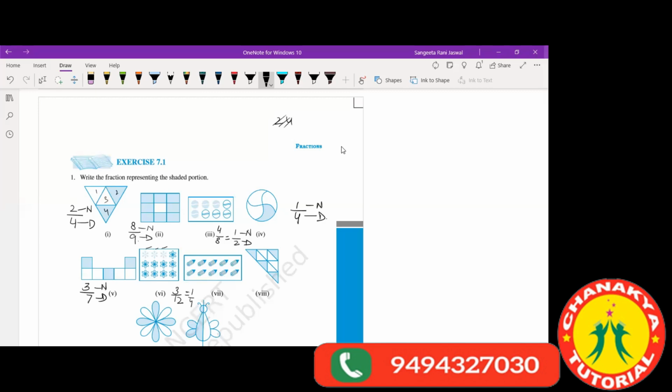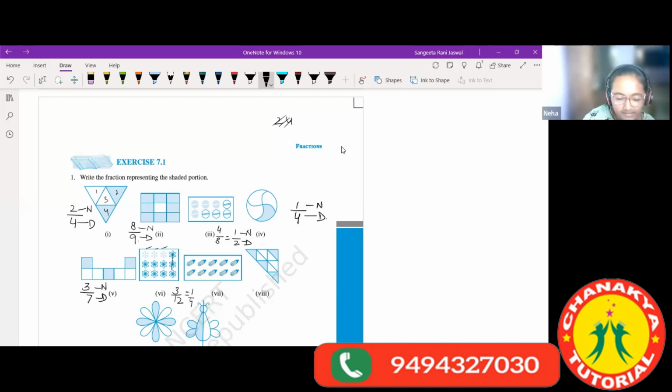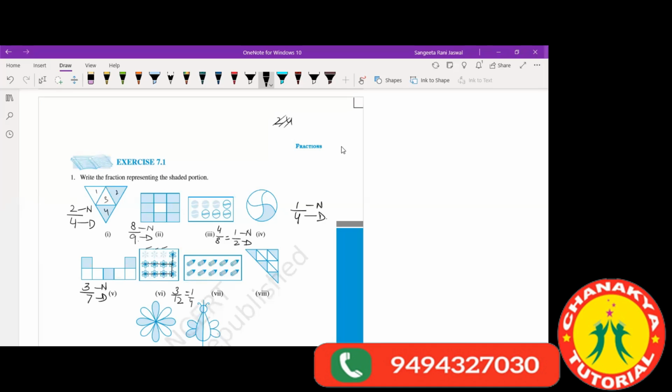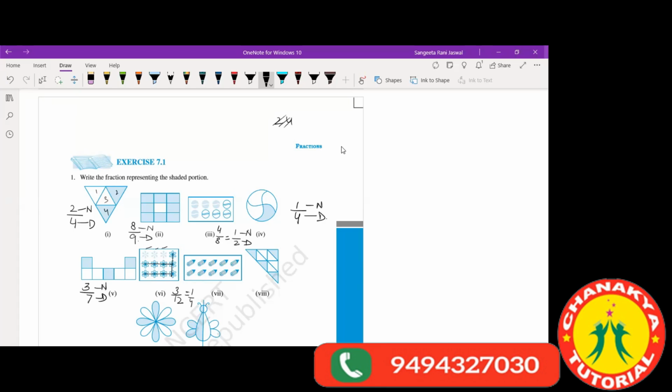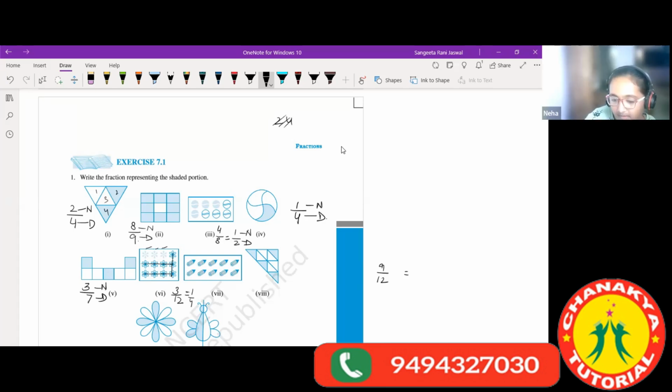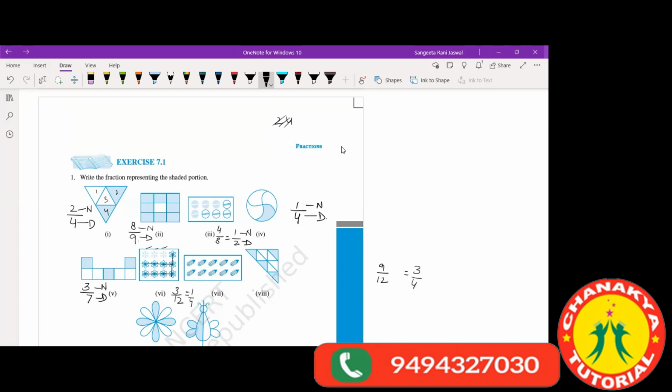If you want to find the fraction of these ones, okay, so then it will be what? Ma'am, 9/12. That will be 9/12. Okay. So 9/12 will be what if you reduce it to some lower form? 3/4. Okay. Good.